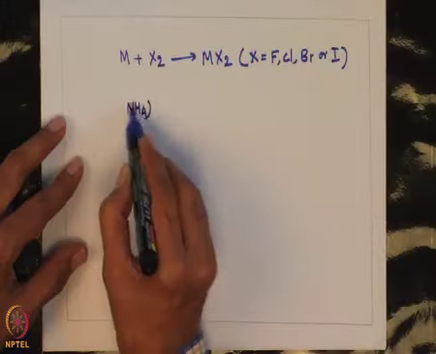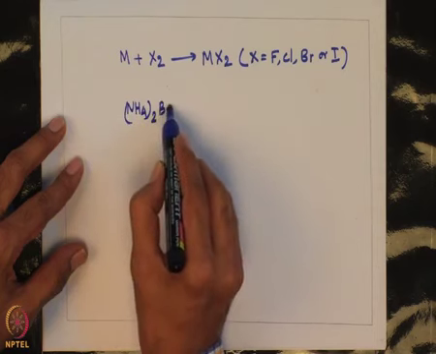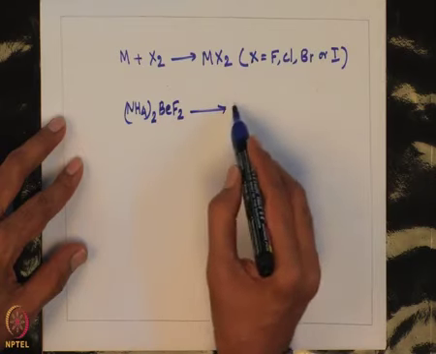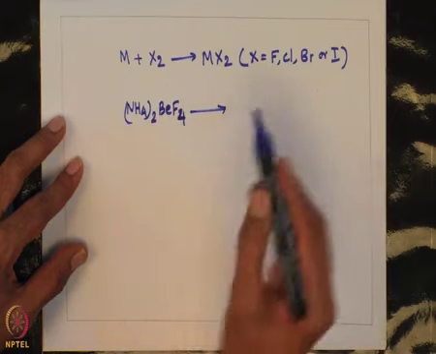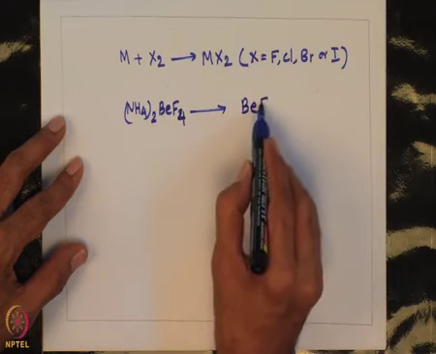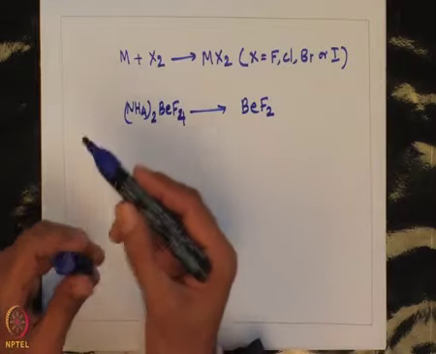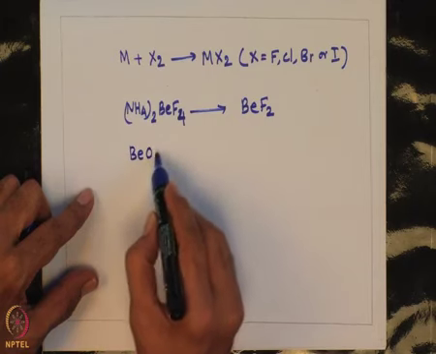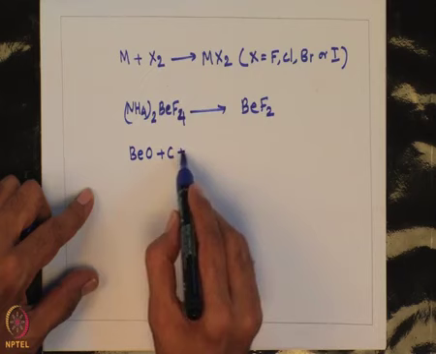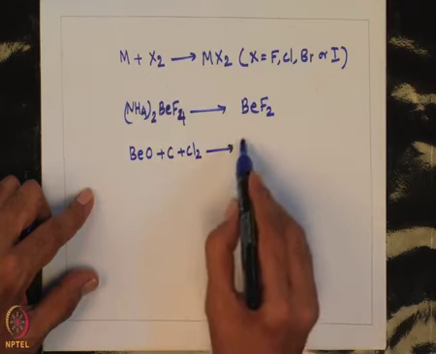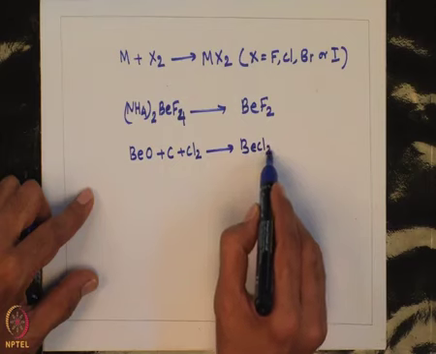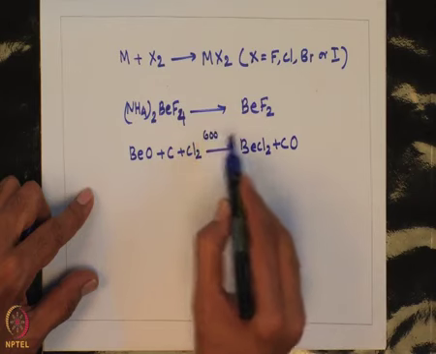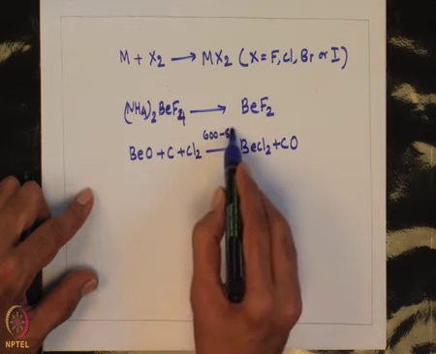So, if you take this here, one can get pure beryllium difluoride. One can also prepare it using carbon reduction using beryllium oxide. Of course, this reaction happens only at a temperature of 600 to 800 Kelvin.